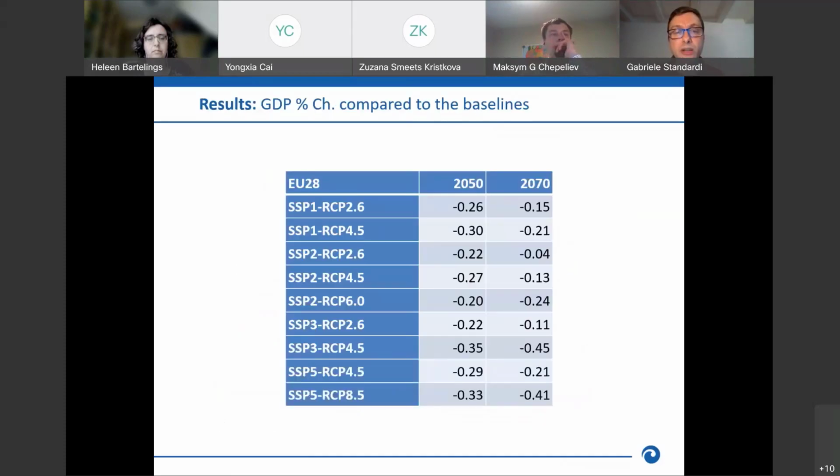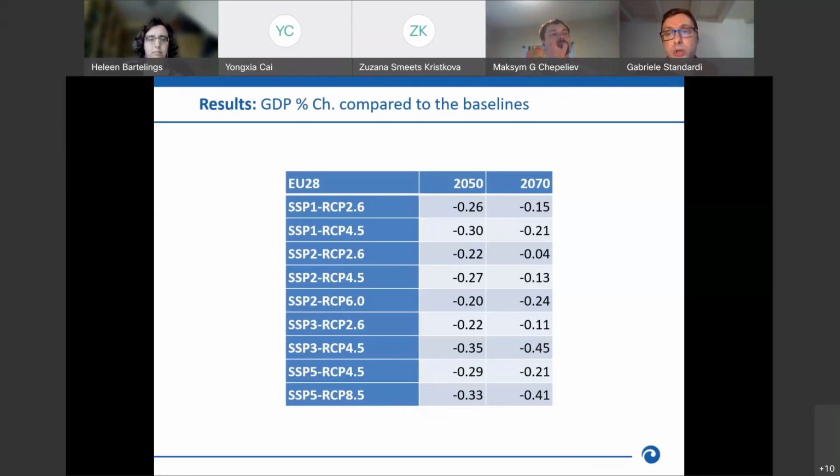If we look at the results, these are the GDP percent change, the aggregate results for the European Union plus the United Kingdom in 2050 and 2070. In general, we can see that the results are always negative, still moderate. Anyway, in two combinations, SSP5 RCP 8.5 and SSP3 RCP 4.5, the losses are bigger than 0.4%. Another interesting result is that in all the combinations except these two, and also SSP2 RCP 6.0, there is a declining pattern of the negative macroeconomic effects moving from 2050 to 2070.